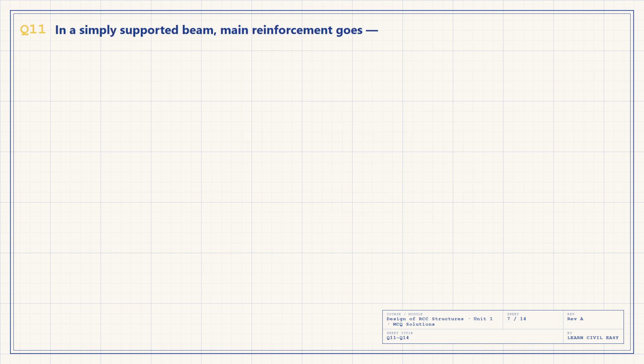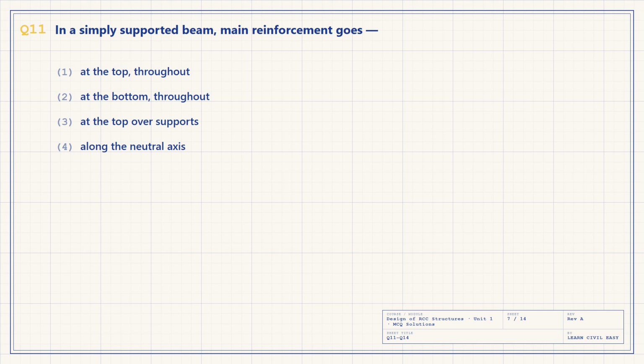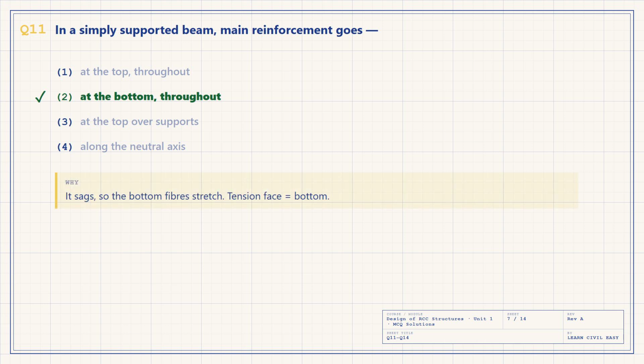Question 11. In a simply supported beam carrying a downward load, the main reinforcement is provided option 2, at the bottom throughout. The beam sags, so the bottom fibers stretch, so the tension face is the bottom. Easy. Now hold on to that because the next question breaks the habit you just formed.